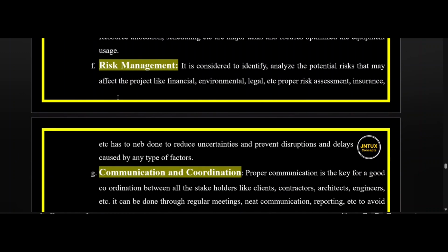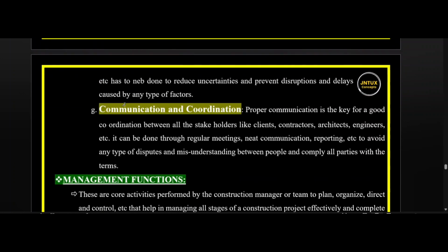The next key objective is risk management. It is meant to identify and analyze potential risks that may affect the project financially, environmentally, legally, etc. A proper risk assessment and insurance has to be done to reduce uncertainties and prevent disruptions and delays that are caused by any type of factors.